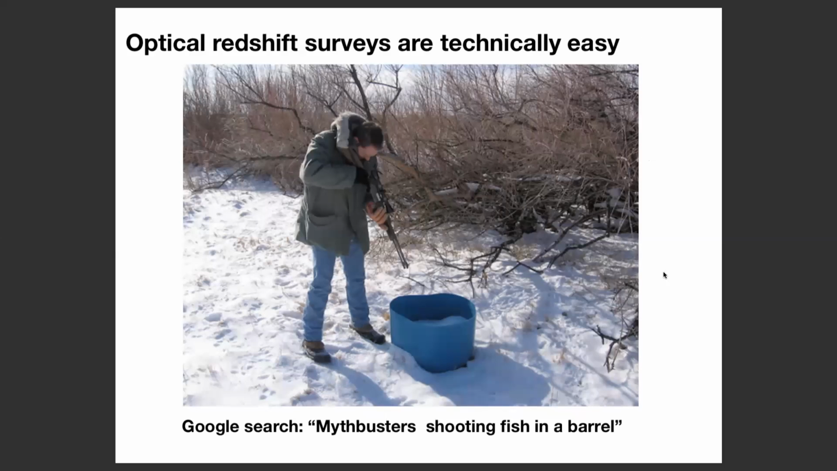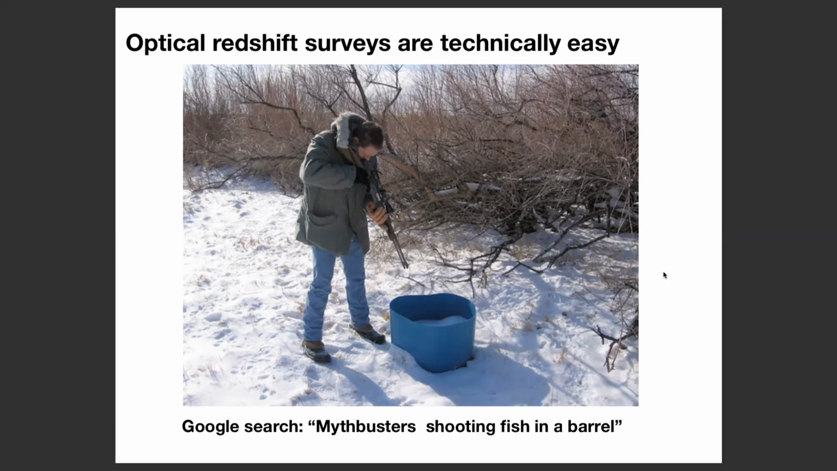Okay, so here I just want to make the point that these optical redshift surveys are actually pretty easy. Americans in the audience won't laugh at this because they know, as kids, this is what you do on vacation growing up in the United States. It's just shooting fish in a barrel. If anyone isn't from here, this is what we spend our time doing. So the point is, it's just pretty straightforward.